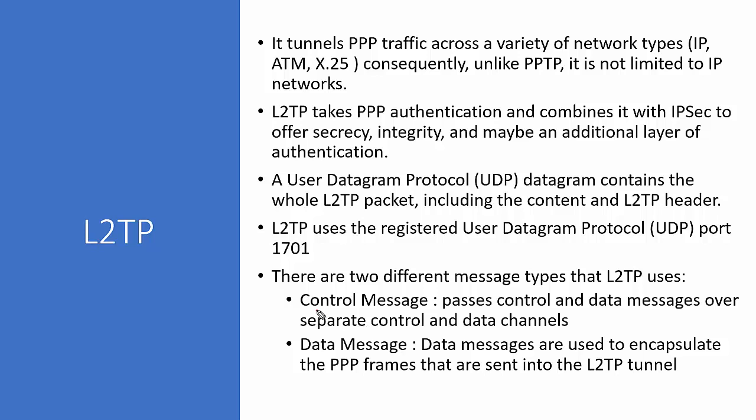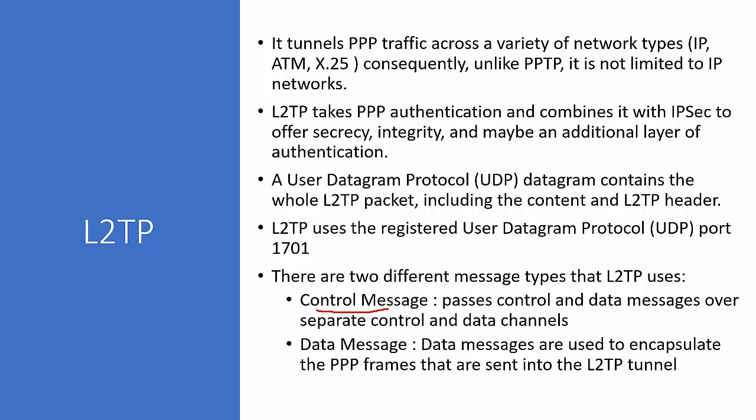One is called a control message and one is called a data message. L2TP passes control and data messages over separate control and data channels. The inbound control channel passes the sequence controls, connection management, call management, error reporting, session control messages and everything. And the data message is used to encapsulate the PPP frames that are sent into the L2TP tunnel. That is basically the two types of messages we have.